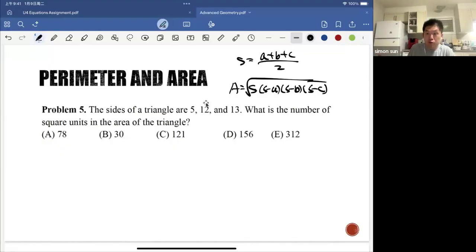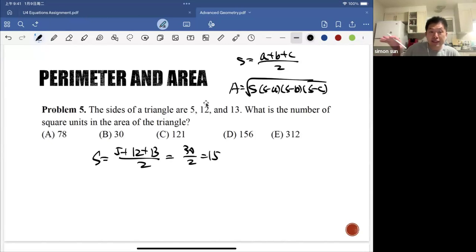Okay, very good. This one. If we want to apply the Harris formula, what we do here is we first calculate the perimeter divided by 2. So 5 plus 12 plus 13 divided by 2. This is 30 divided by 2, right? Equal to 15.